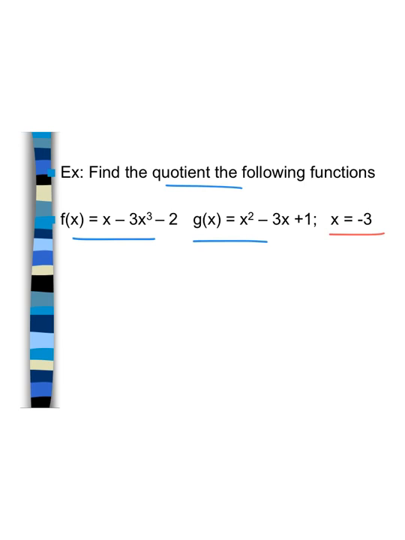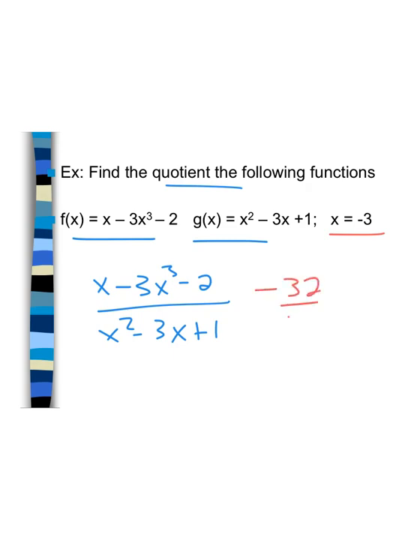I'm going to put f over g, which means I have x minus 3x cubed minus 2 over x squared minus 3x plus 1. Now, normally when we have something like this, you'd want to try and factor it and see if you can cross-cancel any common factors to kind of simplify our expression here. I'm going to go ahead and let you know that we can't for this one, so this is our final answer. But we do want to evaluate this when x is equal to negative 3. And after we plug in negative 3, we get a final answer of negative 32 over 19.